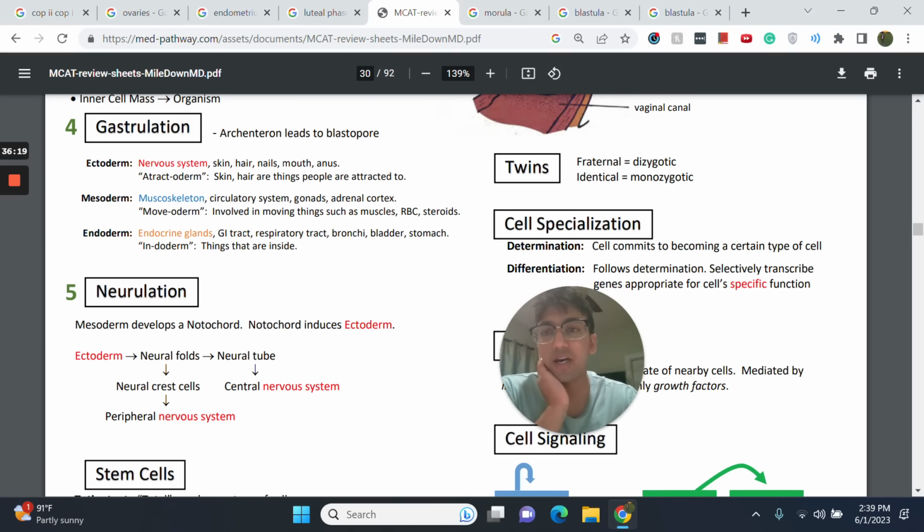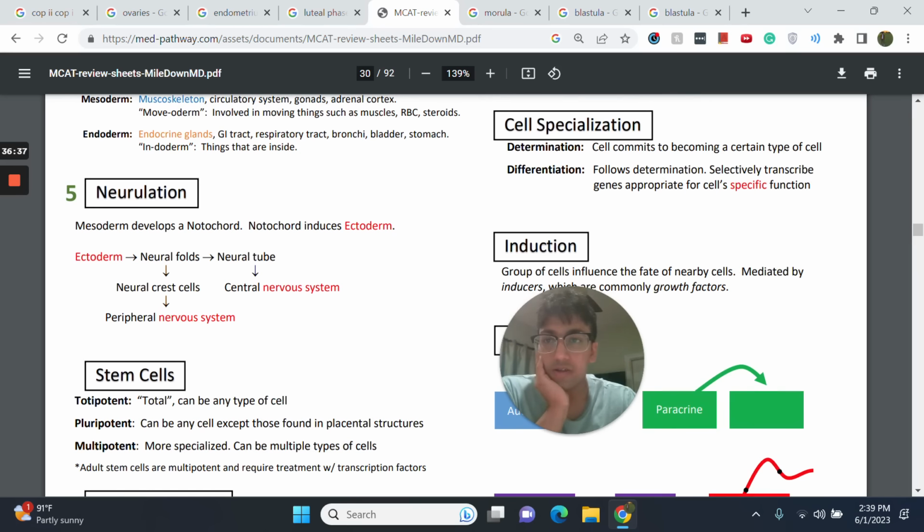Endoderm are things that are inside. So the endocrine glands, the GI tract, the respiratory tract, the bronchi, the bladder, the stomach, all these things are endoderm, right? If these ways of remembering it don't work, just make sure that you remember these things because it's very important that you remember it.